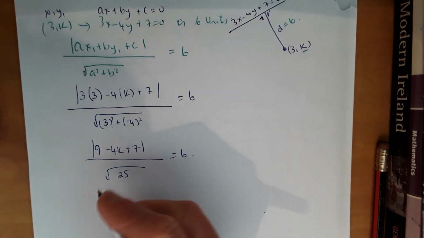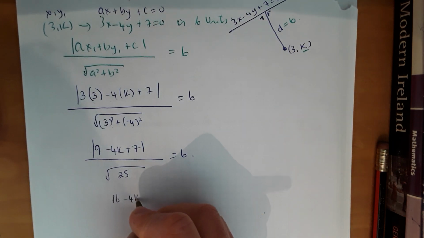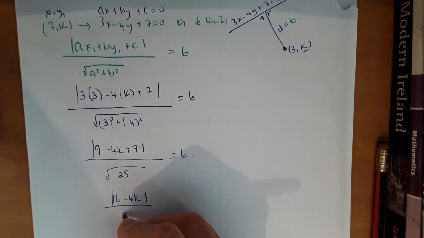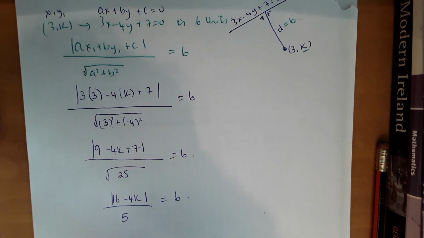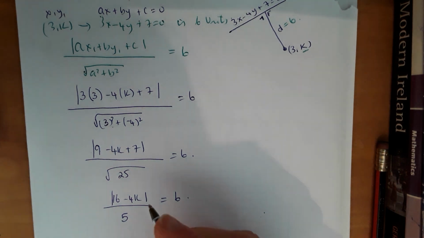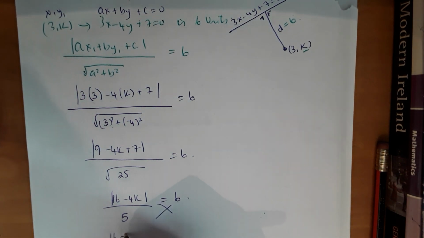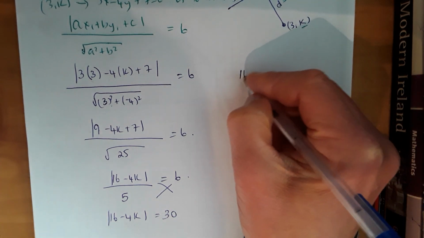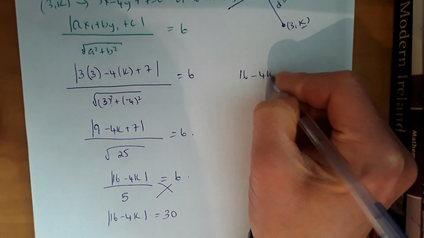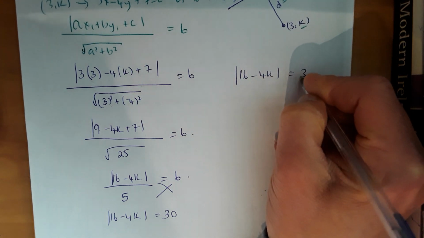So 9 and 7 is 16, minus 4k, modulus, all over the square root of 25, which is 5, and that's equal to 6. So now I can cross multiply, and I'll get the modulus of 16 minus 4 times k is equal to 6 fives are 30. Now I must solve that modulus equation. So I'm going to bring it up here: the modulus of 16 minus 4k is equal to 30.